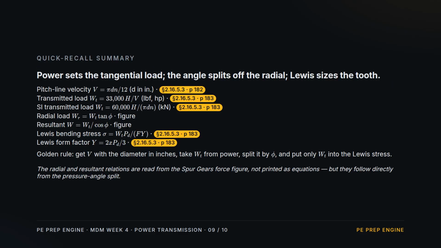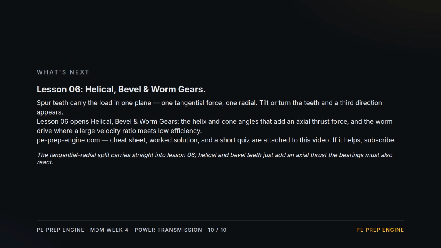Quick recall. Pitch line velocity is pi times diameter times speed over 12, diameter in inches. The transmitted load is 33,000 times horsepower over velocity in customary units, or the 60,000 form in metric. The radial load is the tangential times the tangent of the pressure angle, and the resultant is the tangential over the cosine. The Lewis stress is transmitted load times diametral pitch over face width times form factor. Golden rule: velocity in inches, load from power, split by the angle, and only the tangential load goes into the stress.